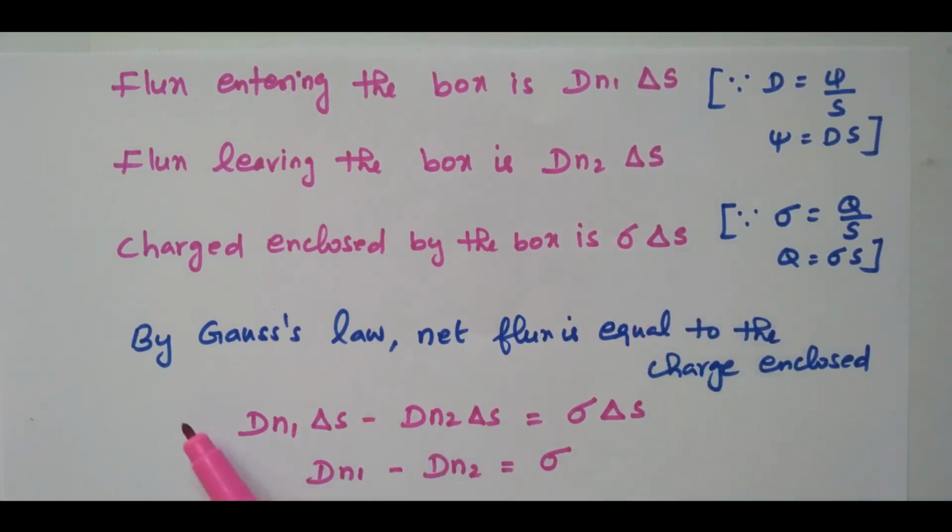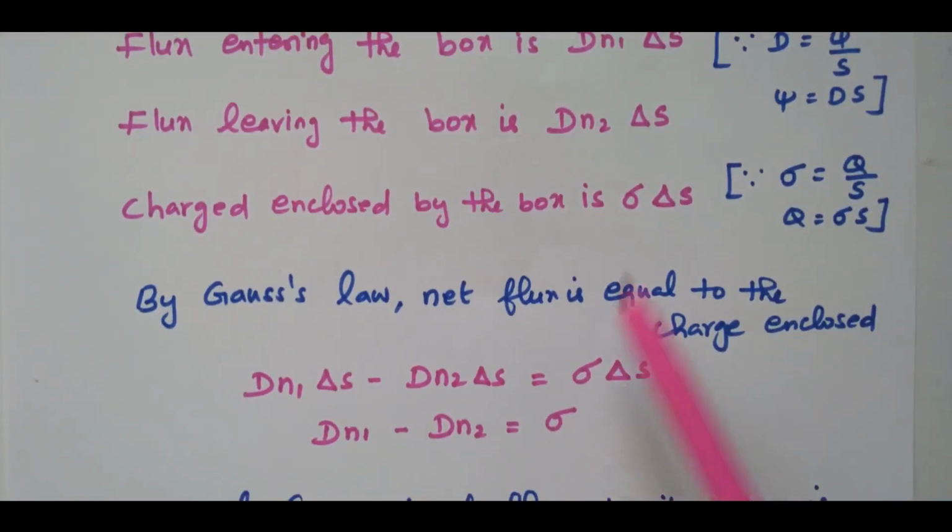So what does Gauss law give? By Gauss law, net flux is equal to the charge enclosed. What is net flux? Net flux means the difference between these two. Dn1 delta S minus Dn2 delta S equal to sigma into delta S. This is the net flux. Flux entering minus flux leaving equal to charge. So delta S is common, we can cancel delta S. So Dn1 minus Dn2 equal to sigma.